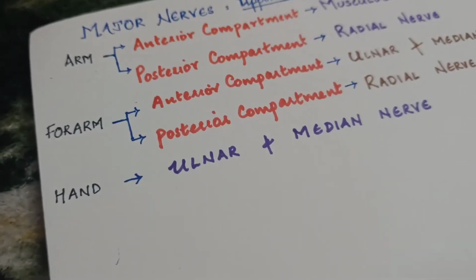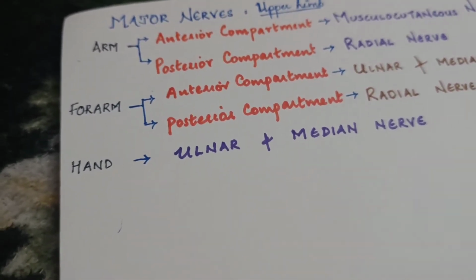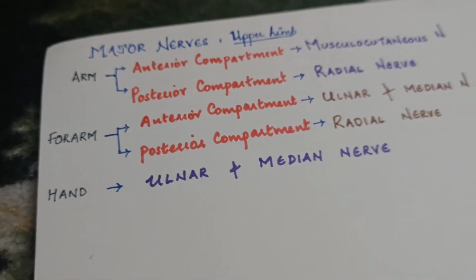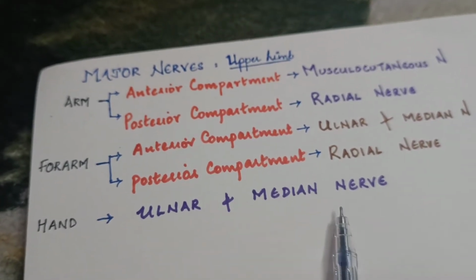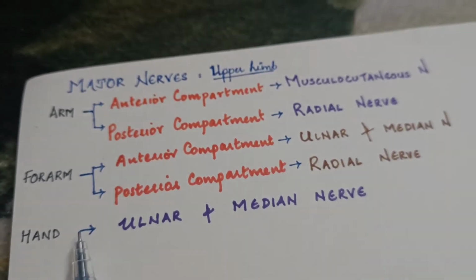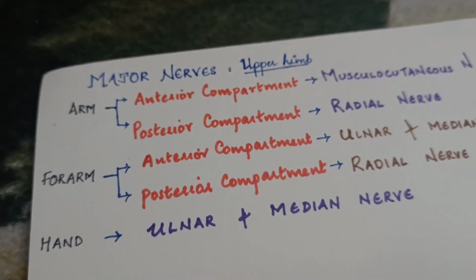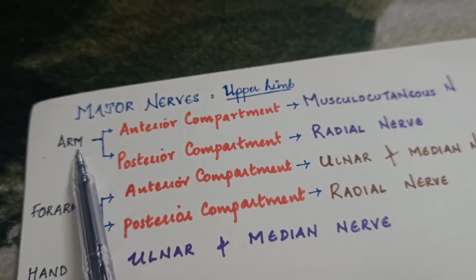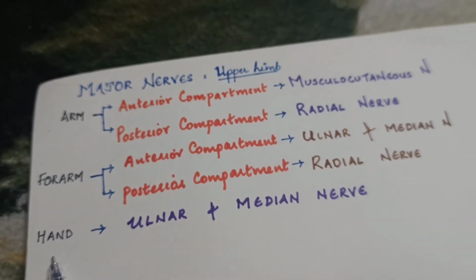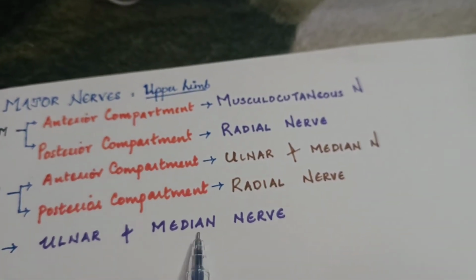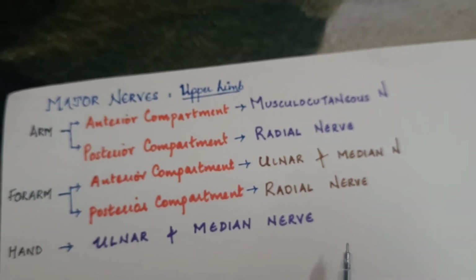Simple. Hand: there are no anterior and posterior compartments, so we will discuss it later with a picture-based explanation. Here the hand is supplied by the ulnar and median nerves, as is the anterior compartment of the forearm. So don't confuse the anterior compartment of the arm with the anterior compartment of the forearm. The anterior compartment of the forearm and the hand are supplied by the same nerves, the ulnar and median nerves. The anterior compartment of the arm is supplied by the musculocutaneous nerve.